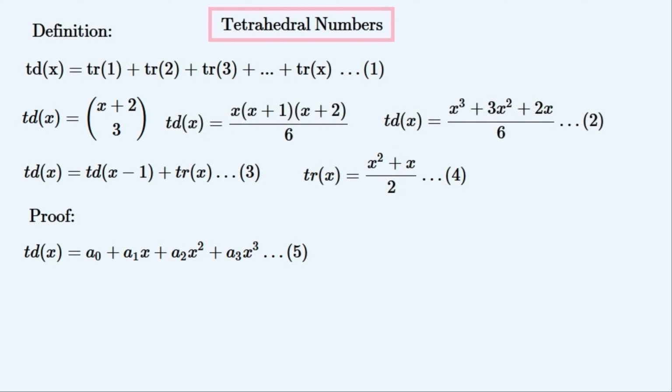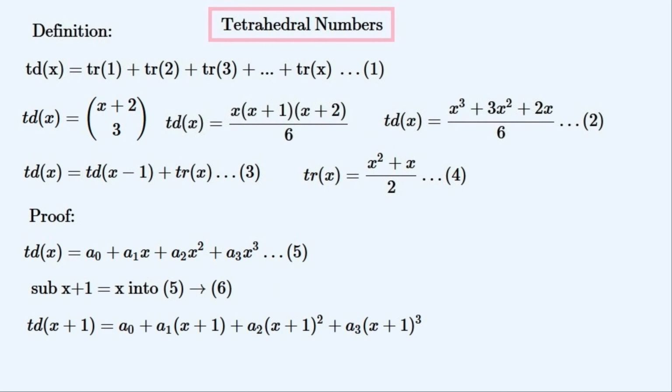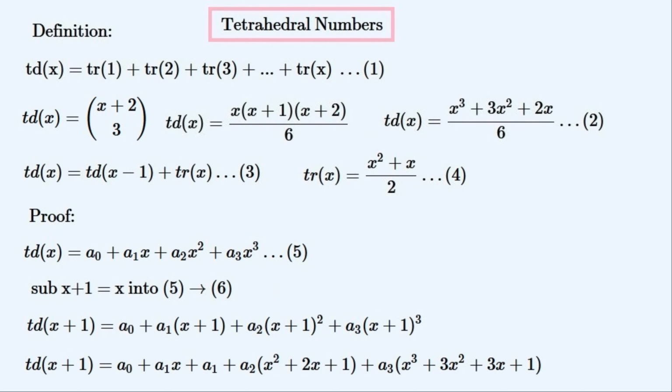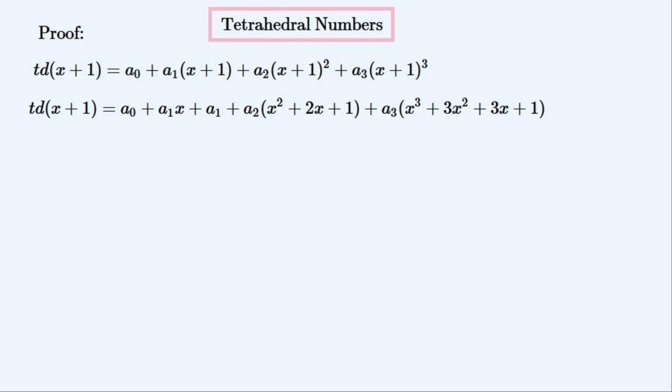We'll make the assumption that the tetrahedral number can be expressed as this cubic polynomial. So then we'll have to find all of the coefficients of this polynomial. We'll substitute x plus 1 in for x for this polynomial, giving us the x plus 1th tetrahedral number. This is a legitimate step in this proof. Then we'll expand all of the power terms of this expression to give us this equation. I'll just write it out again here at the top.